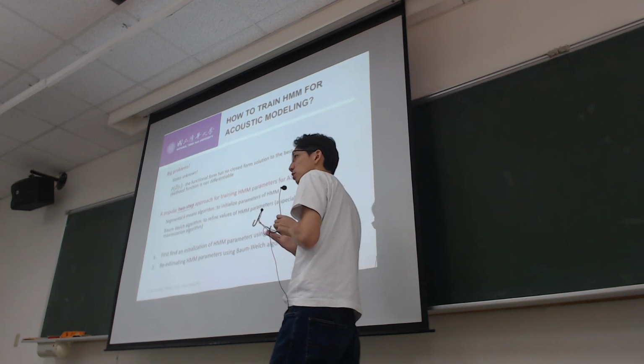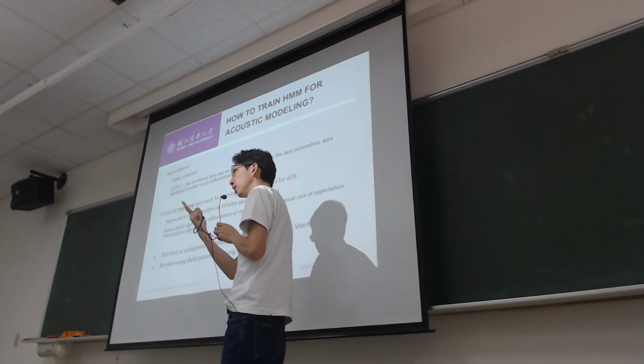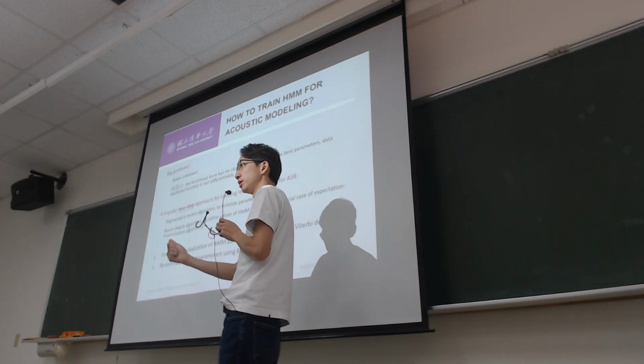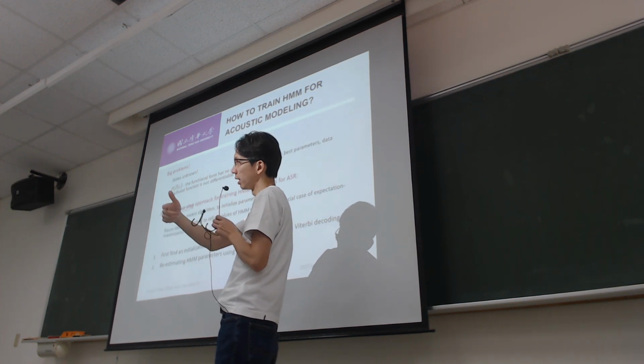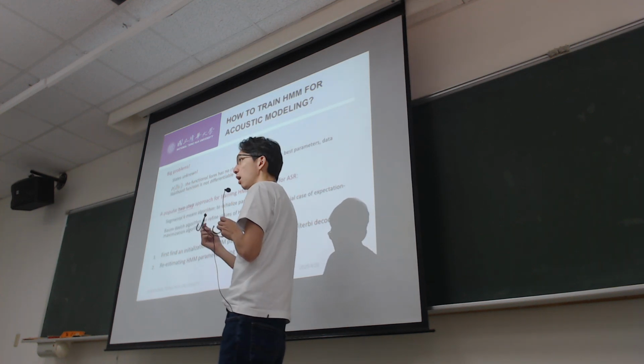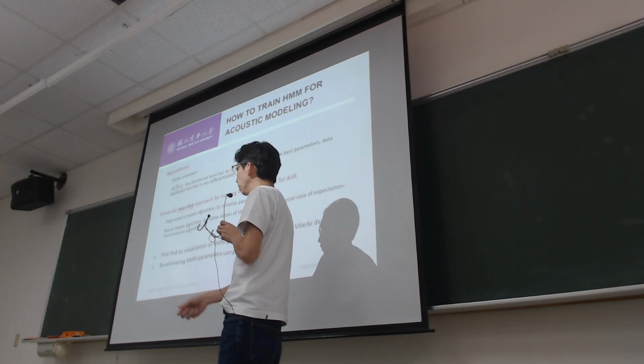Okay, because HMM needs a transition matrix. You need the initial state probability, and you need the output emission probability. Under the state, if I see this observation, and there's a Gaussian distribution, I need to know the mean, the variances, and the weight, right? I need to know the initial state probability.